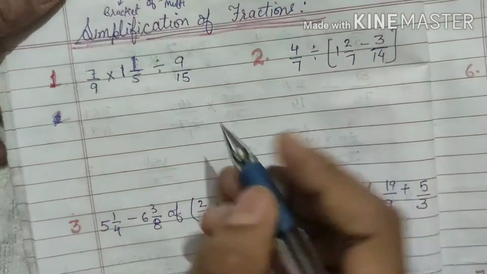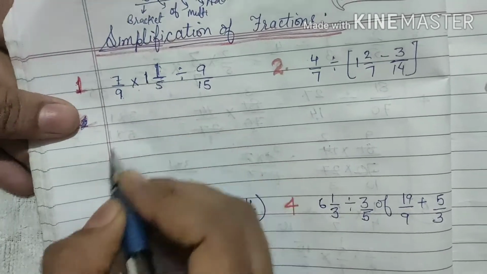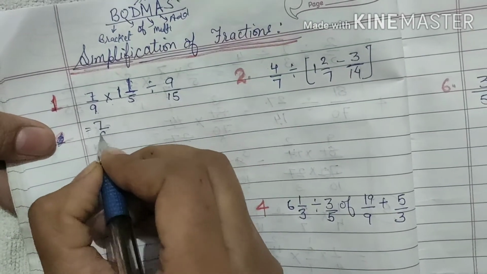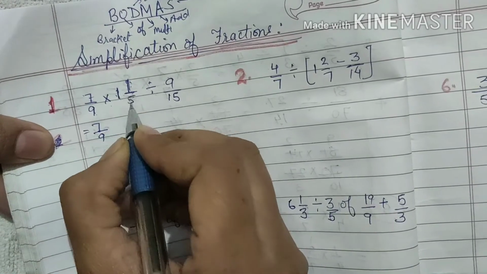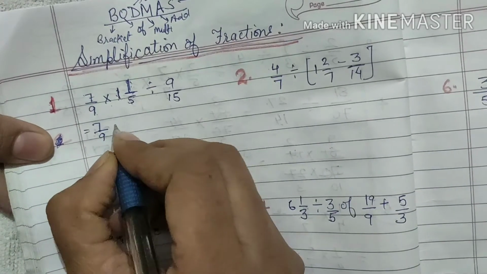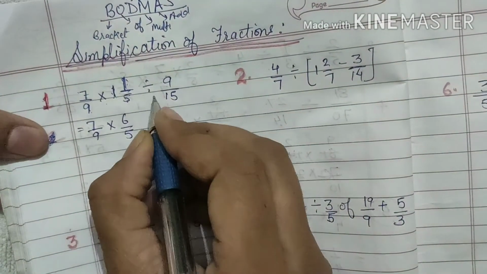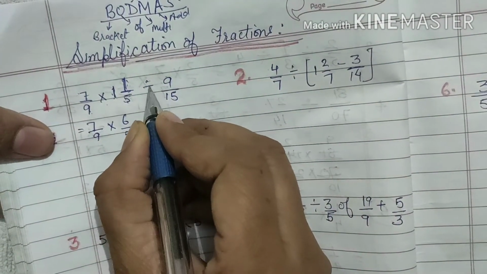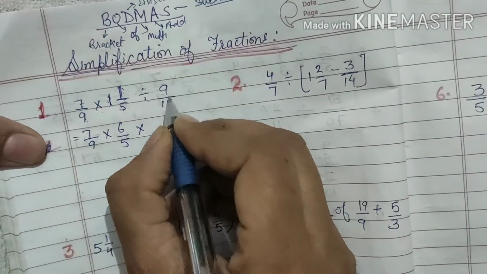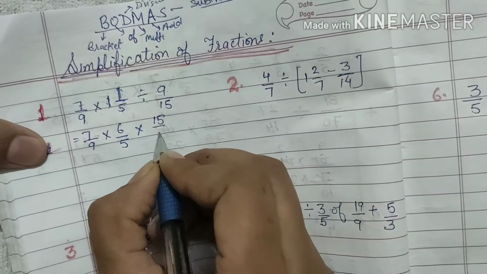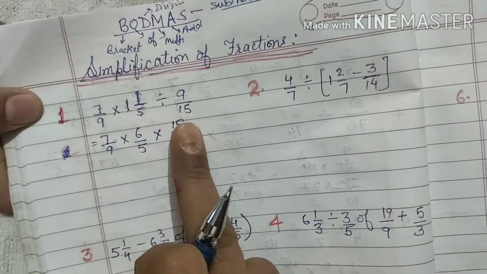This is 7 by 9. First of all, we have to change this mixed fraction into an improper fraction. Like this, we have to multiply this. 5 ones are 5, then add this numerator. 5 ones are 5, 5 plus 1 is 6 by 5, denominator as it is. Then we have to change this division sign into multiplication sign. Then we have to take the reciprocal of the next fraction. We will write 9 by 15 as 15 by 9 by changing its sign.